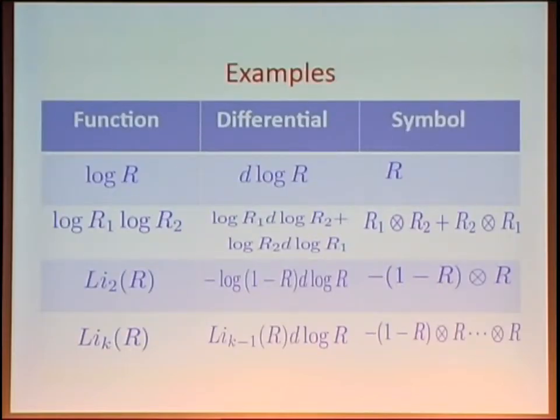So here are some examples. You take your transcendentality 1 log, you take the differential, apply the definition, so the symbol is R. For transcendentality 2, you have log R1 log R2, you take the differential, you get log R1 d log R2 plus log R2 d log R1. So the symbol is, as I taught you, the symbol of this times the argument, so the symbol of a log is R, so the symbol is R1 times R2 plus R2 times R1.